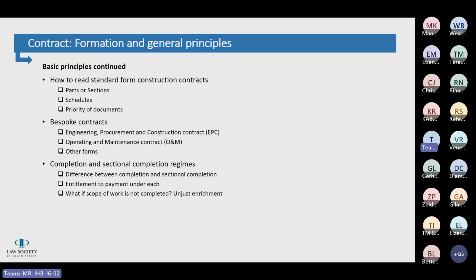So from our experience, the standard order of precedence is generally the contract agreement, followed by the letter of intent, the letter of tender, the particular conditions, then the specifications and the general conditions, and then the schedules or any other documents forming part of the contract.